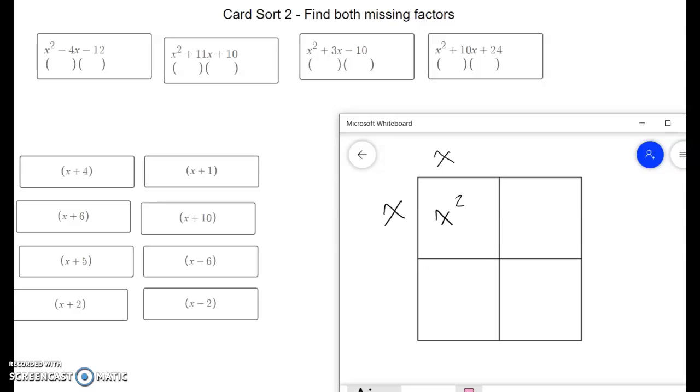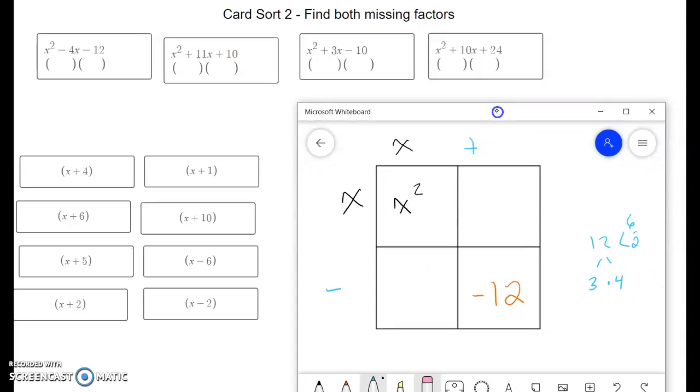I need to get a negative 12 down in this box. Meaning I have to have a positive number and I have to have a negative number. So I'm just going to assume let's do negative and let's do positive. Well, let's see. I know that the factors of 12 are 3 and 4, and also 6 and 2. So I'm definitely going to test this out and I'm going to try a plus 6. Let's do plus 6 and a negative 2.